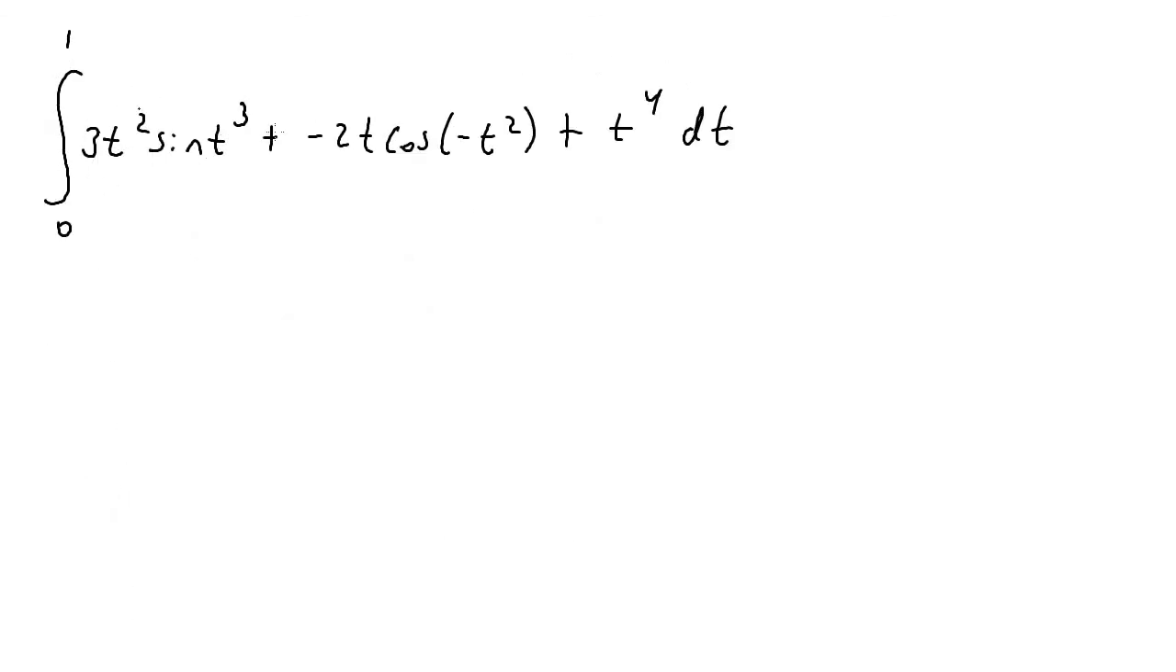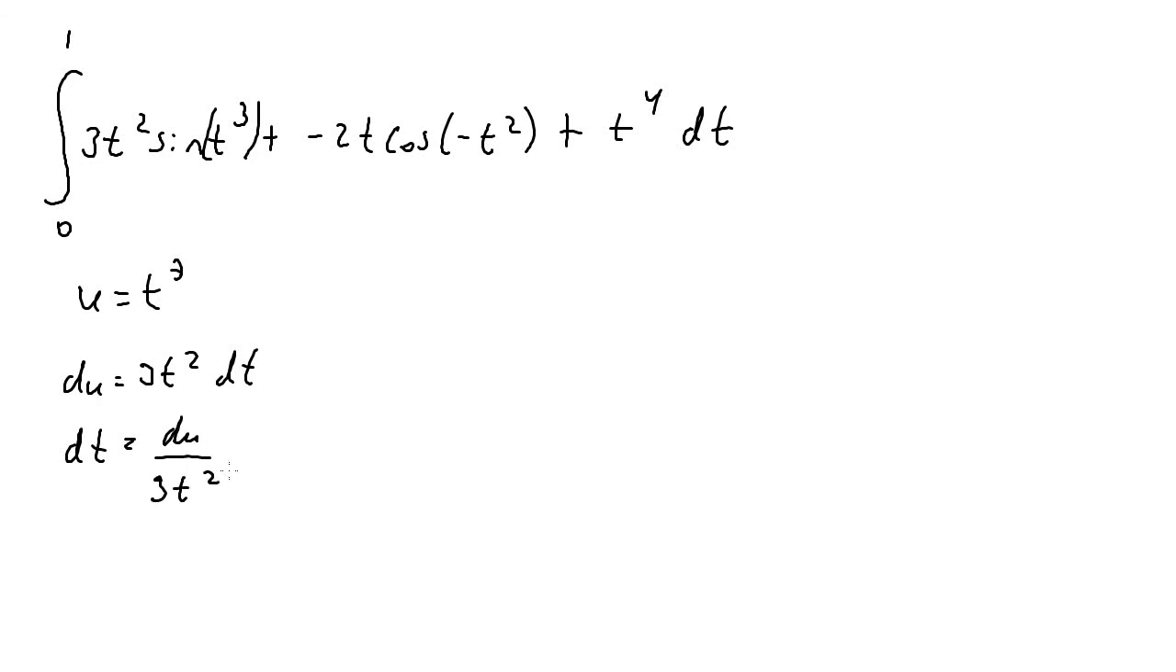Now the integral of 3t squared sine of t cubed, we can go ahead and do u substitution. So I'll set u equal to t cubed. Then du is going to be 3t squared dt. And dt is going to be equal to du over 3t squared. Now if I go ahead and plug that back in, notice the 3t squareds will cancel. And so we'll have the integral of sine of u du. And the integral of sine of u is just negative cosine of u, and u is once again t cubed. So we have negative cosine of t cubed.